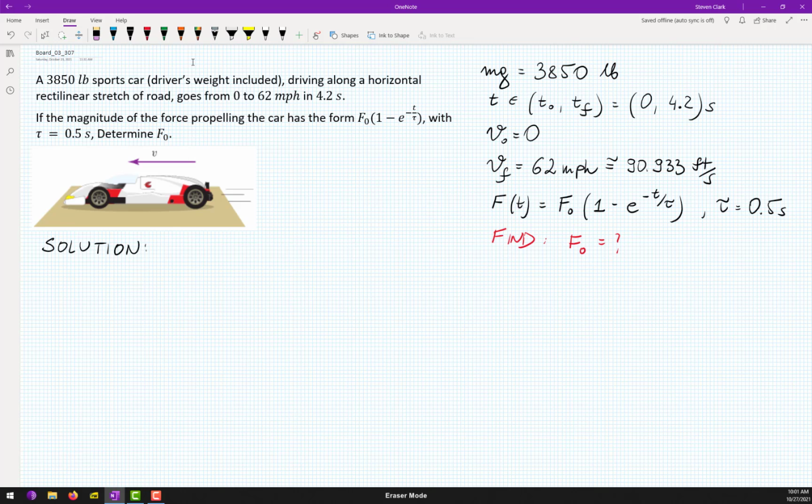Velocity 0, and it needs only 4.2 seconds to reach 62 miles per hour. And we know that the force propelling the car, coming from the engine, is given to us as such an expression. Okay, and this is unknown, so they just ask us to find that f0 based on the rest of the information.